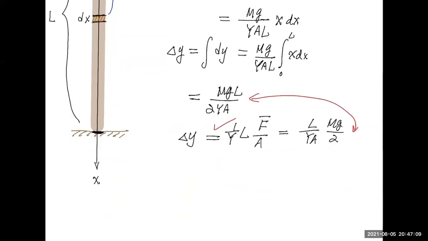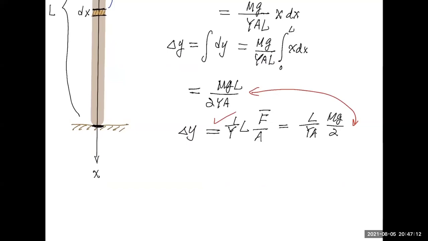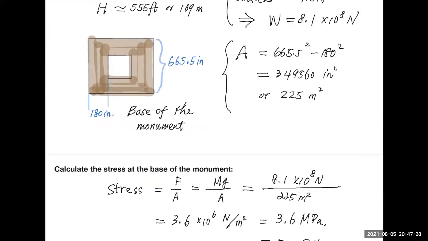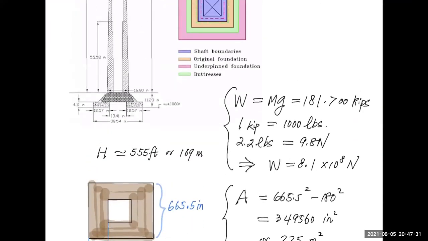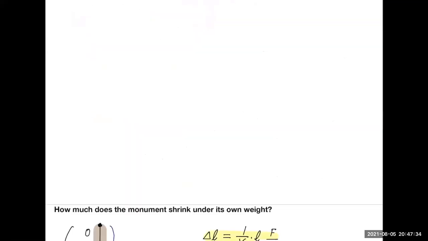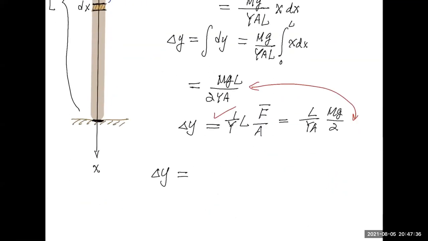So anyhow, we can now find the numerical value of how much compression the monument would actually experience due to its own weight. So we have delta y equals, let's see here, L is the total height, which is also known as h. Here I have the height, which is 169 meters. So 169. I'm using prime SI units, and you have to divide by the Young's modulus of granite, assuming the whole thing is made of granite.